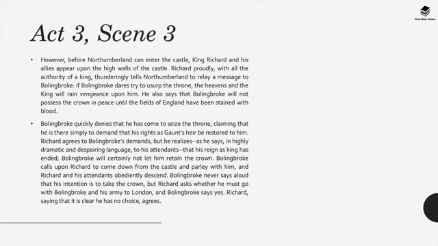Richard proudly, with all the authority of a king, thunderingly tells Northumberland to relay a message to Bolingbroke. If Bolingbroke dares try to usurp the throne, the heavens and the king will rain vengeance upon him. He also says that Bolingbroke will not possess the crown in peace until the fields of England have been stained with blood. Bolingbroke quickly denies that he has come to seize the throne, claiming that he is there simply to demand that his rights as Gaunt's heir be restored to him.